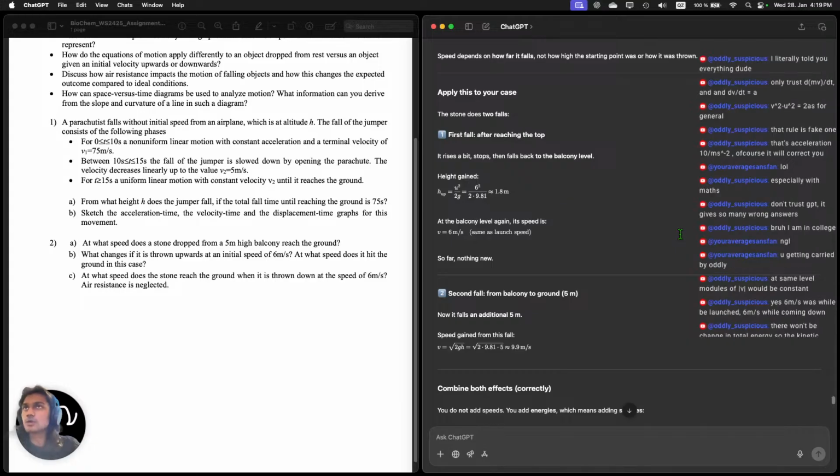Now, what's the last question? At what speed does the stone reach the ground when it's thrown down at the speed of 6 meter per second, air resistance is neglected.